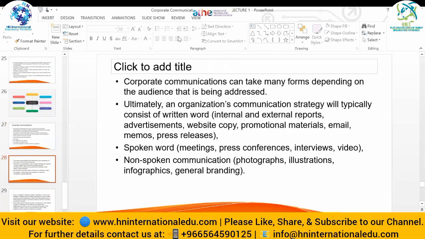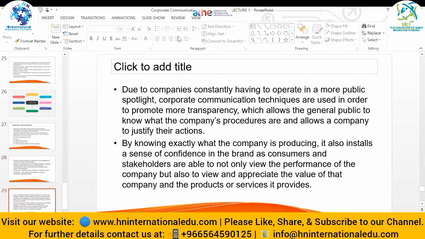Then it can take many forms depending on the audience that is being addressed. That is, you should know who your target audience is. An organization's communication strategy will typically consist of written word, that is internal and external reports, advertisements, website copy, promotional materials, email, memos, press releases, and spoken word, that is how we're going to communicate. Press conferences, meetings, interviews, video communications. Non-spoken communications are the photographs, illustrations, infographics, and general branding. Clear this as well? Yes.